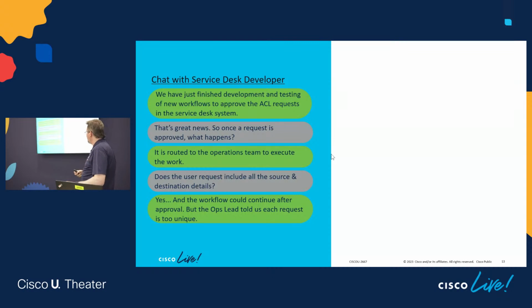We have just finished development and testing of the new workflows to approve the ACL request. That's great news. So once a request is approved, what happens? So it is routed to the operations team to execute the work.